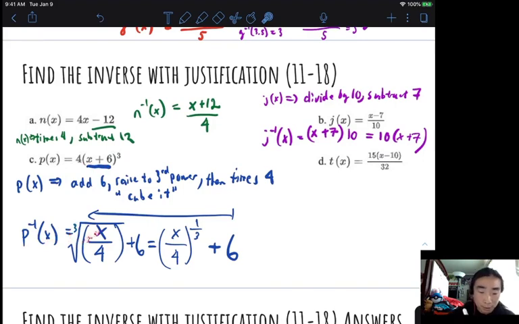Oh yeah, you're right. Good catch. Thank you. I made a mistake. This one should be minus. Thank you so much. Minus 6, because here it was add. We've got to do the opposite.